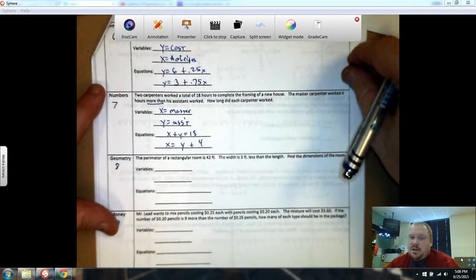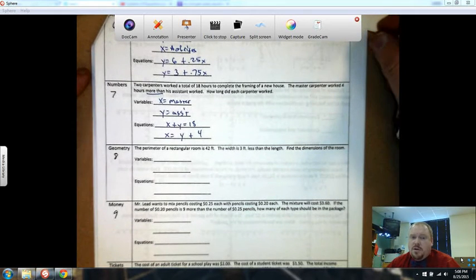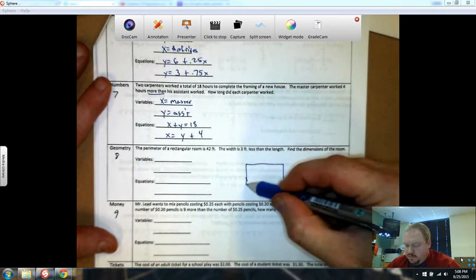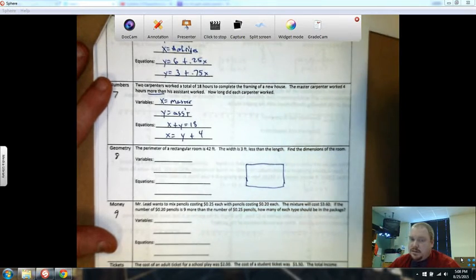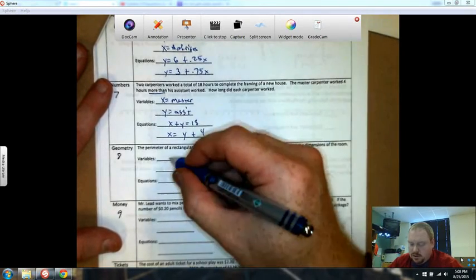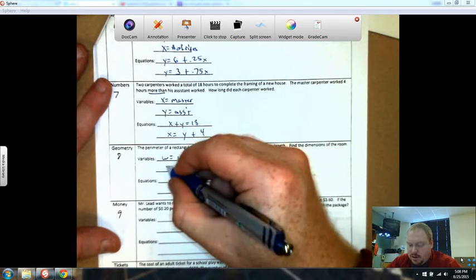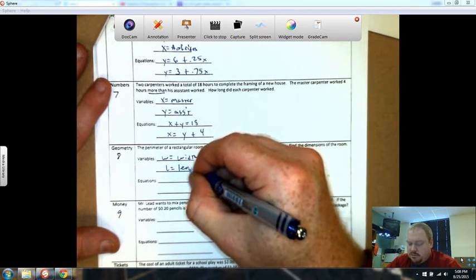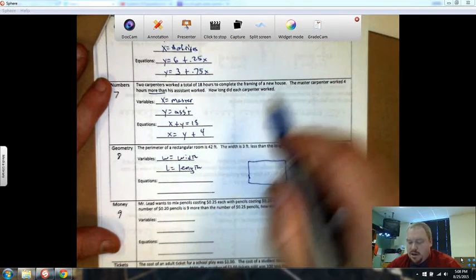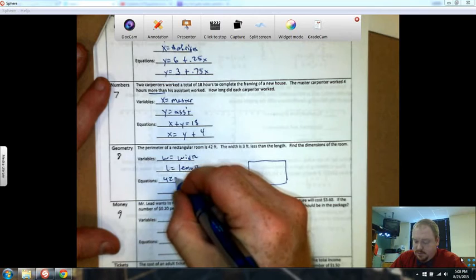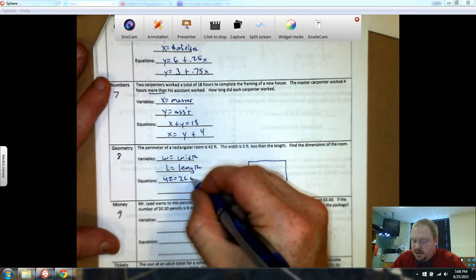Number 8, I'm told the perimeter of a rectangular room is 42 feet. The width is 3 less than the length. So picture, not necessarily drawn to scale. So if W is the width, L is the length, the perimeter is 42. So 2L plus 2W.